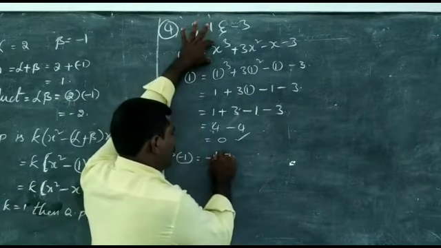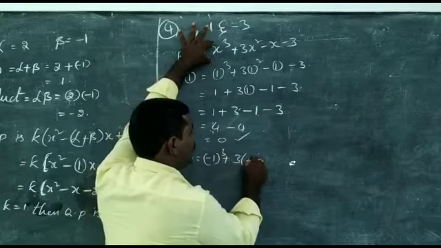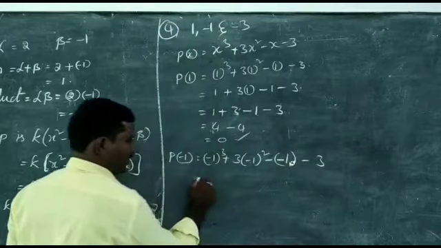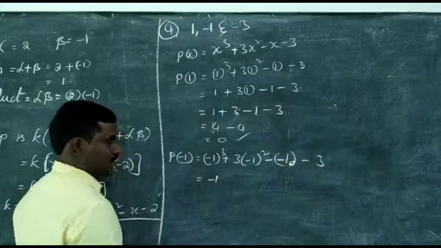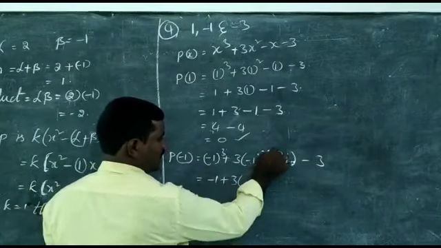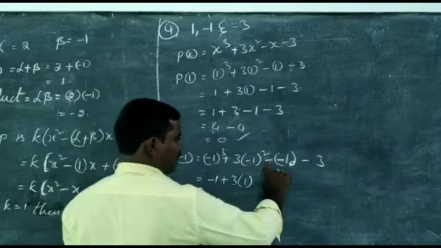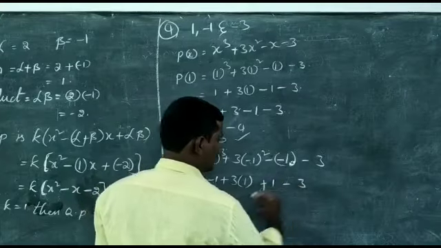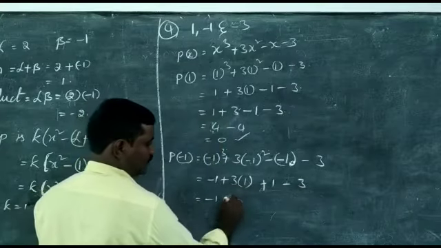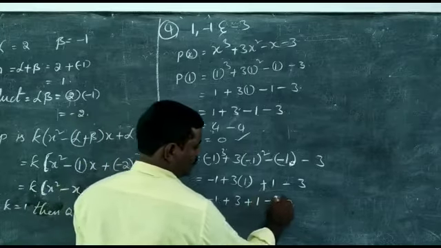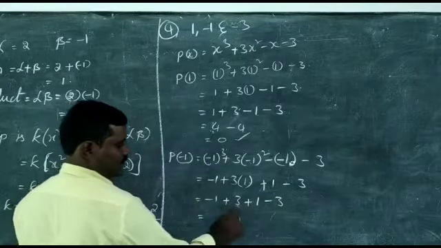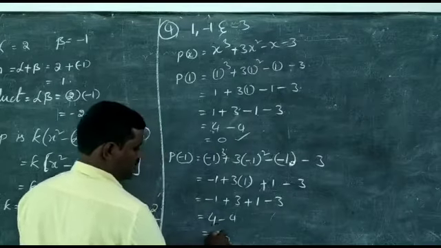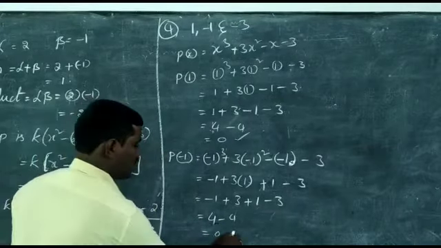Now minus 1, check. Again same: minus 1 cube plus 3 into minus 1 square minus of minus 1 minus 3. Simplify. Minus 1 plus 3 plus 1 minus 3. Now positive values 3 plus 1 is 4, minus 1 minus 3 is minus 4. Now again we are getting 0. It is also a zero of the polynomial.